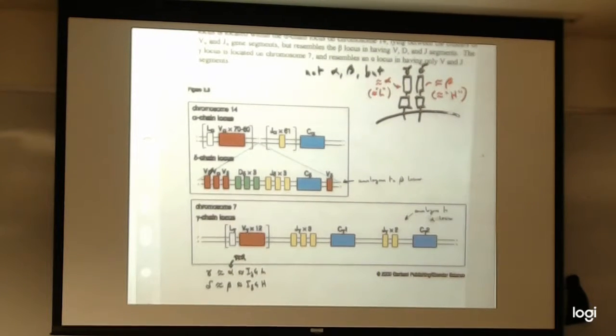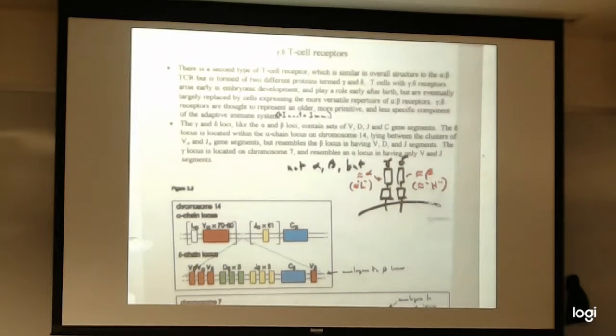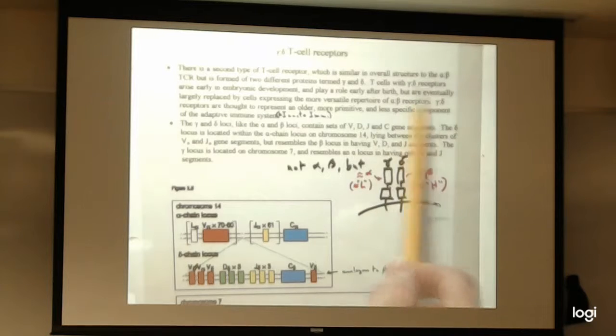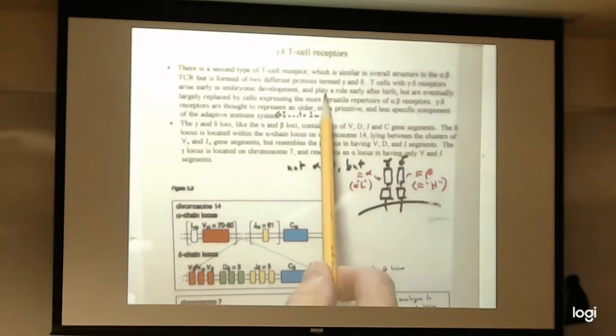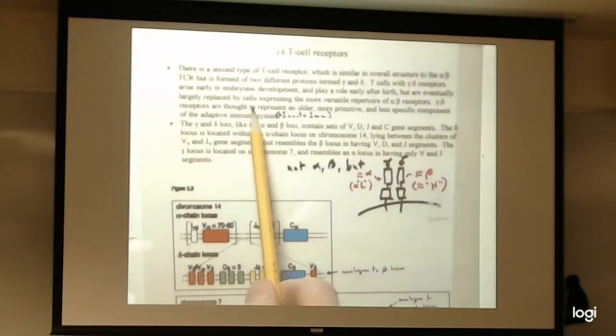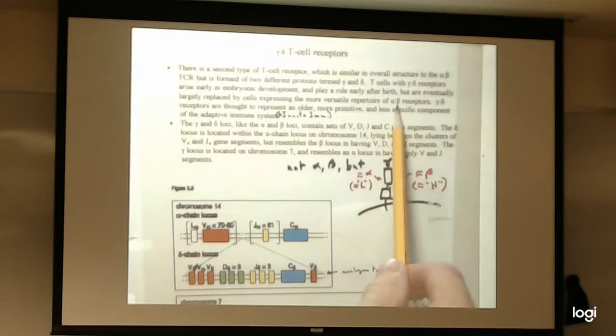Okay. Now then, let's just read this together here. So, there is a second type of T cell receptor, similar in overall structure to the alpha beta, but formed of two different proteins, gamma and delta. T cells with gamma delta receptors arise early in embryonic development, and they play a role early in life, early after birth, but are eventually largely replaced by cells expressing the more versatile repertoire of alpha beta receptors.